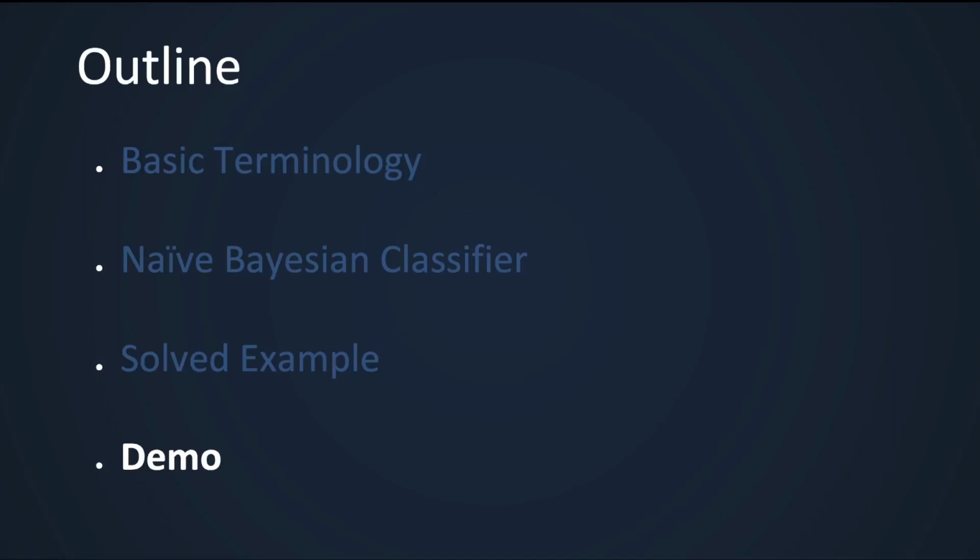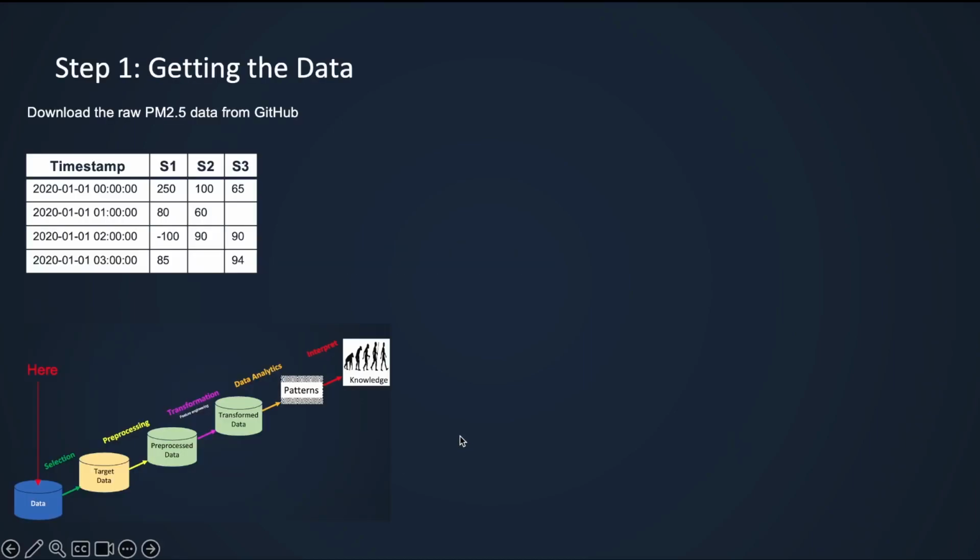Now, we will perform a demo on air pollution data using a Bayesian classifier. The demo is as follows. Given the KDD framework, first we will take the raw air pollution data of PM 2.5 values for each sensor at hourly intervals.